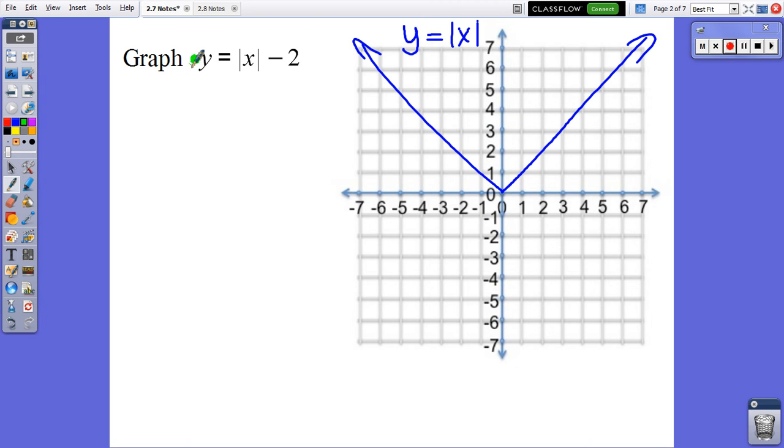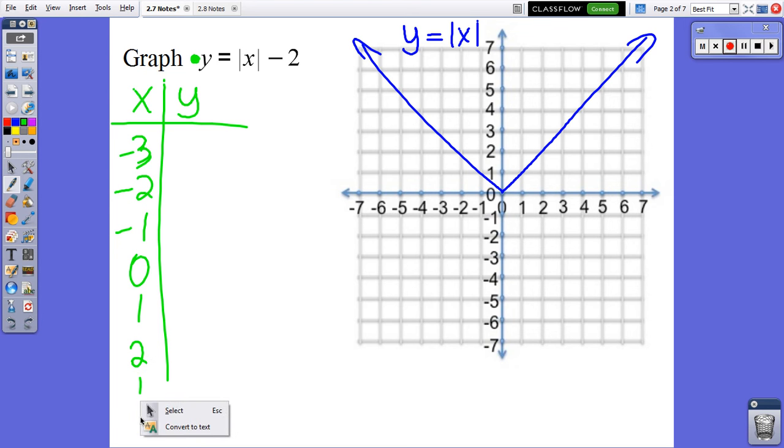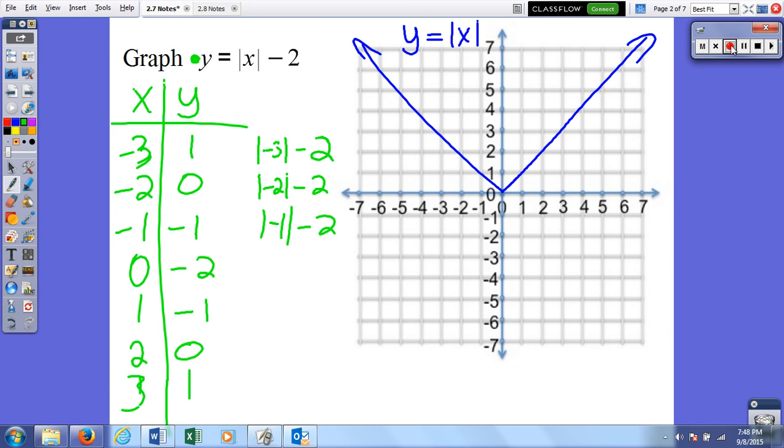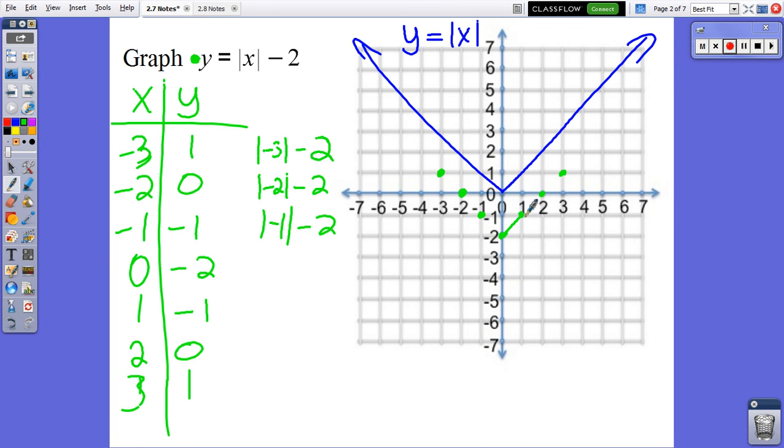So let's again make a table, just see what happens. So again, I'll just take the same values, and then let's just see what happens when we plug this in. So there's what you get. And you might want to check those just to make sure you understand how to plug those in, but those are the y values you get for those x values. So let's plot those. There they are. So we can now graph this, and it's going to look just like this.